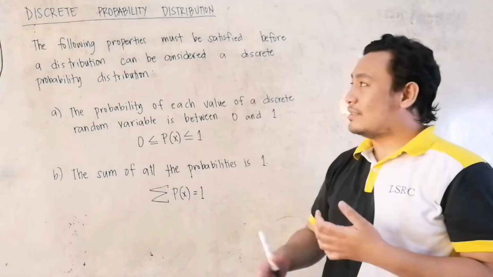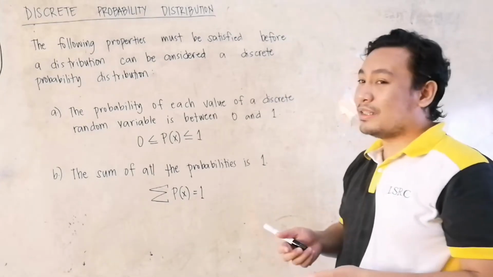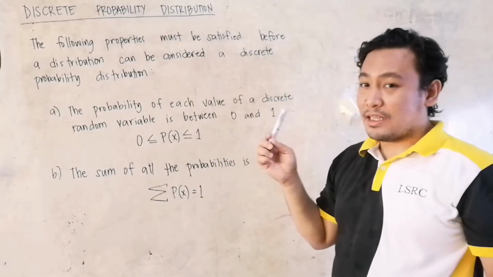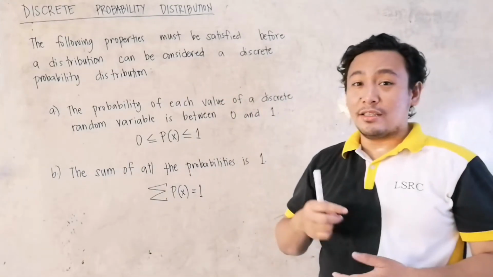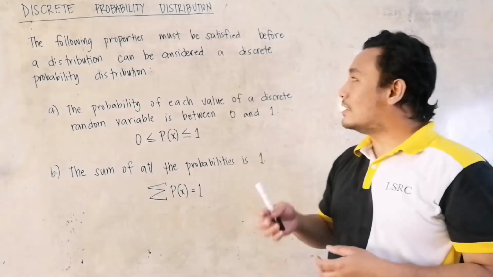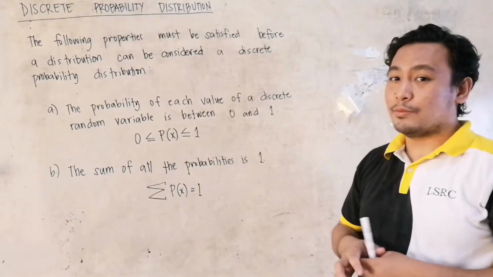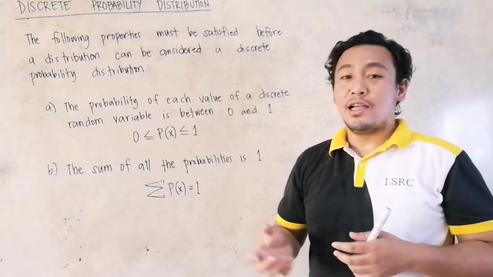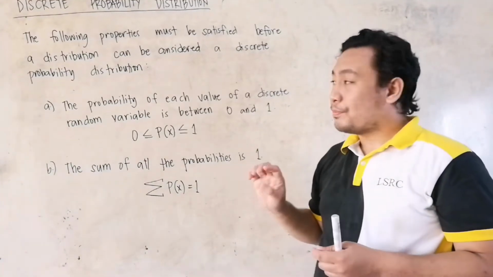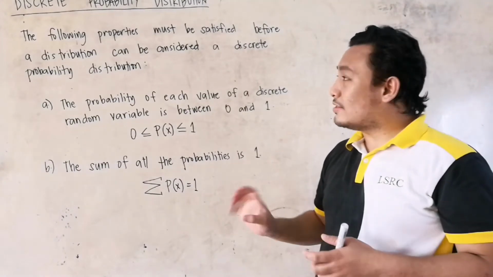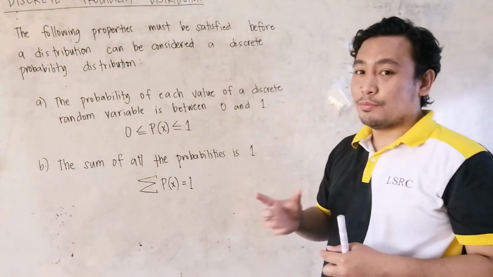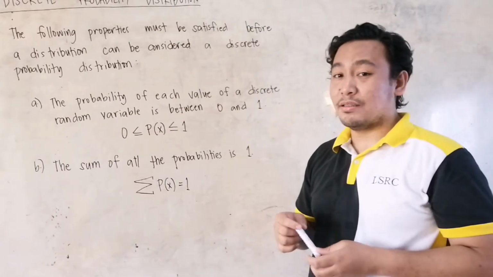So now, let us study further the discrete probability distribution. The following properties must be satisfied before a distribution can be considered a discrete probability distribution. So we have two properties para masabi natin that the given distribution is a discrete probability distribution.